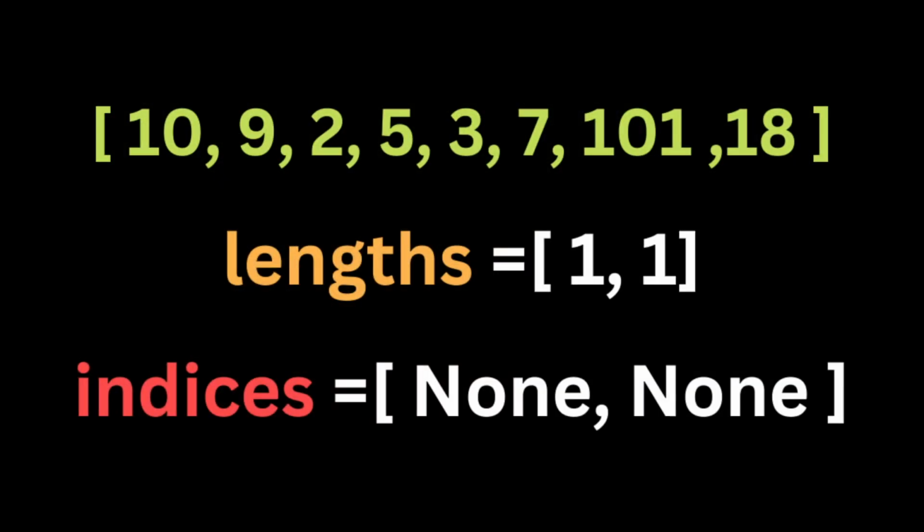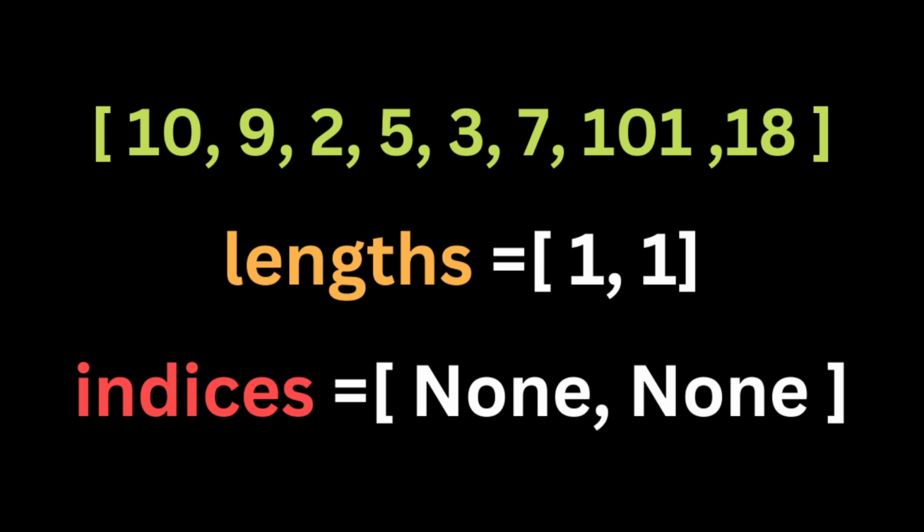After that, we start iterating through the input array. We have the number 9. Is 10 smaller than 9? No, so we cannot put 10 before 9. So we put 1 in the length array, and for the second array we put None, because there is no number that comes before 9. So we update the length list and also the indices list.